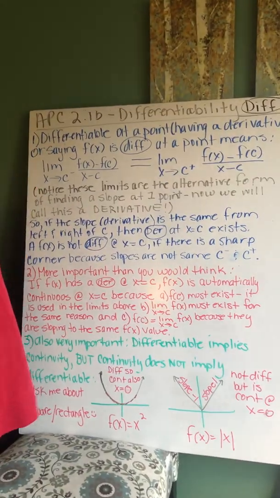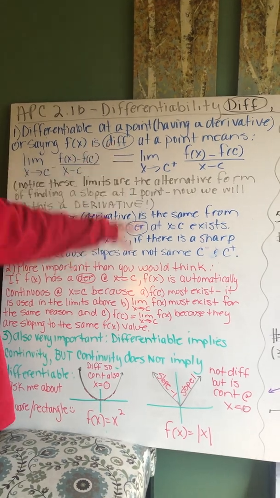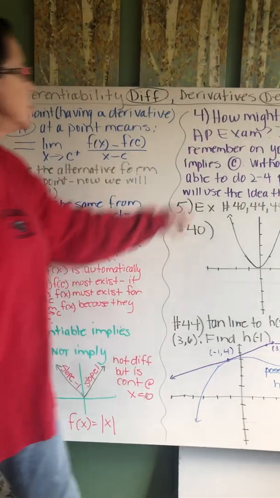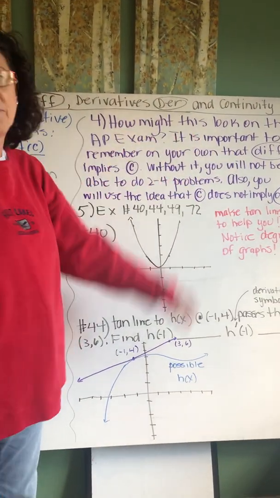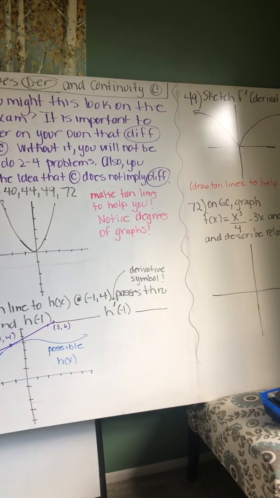We are working on section 2.1b today. This is called differentiability. This is how I abbreviate it so I don't have to keep writing it. Derivatives, that's how I abbreviate it. And continuity, which we've already abbreviated with a C.